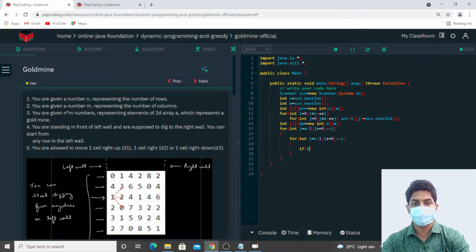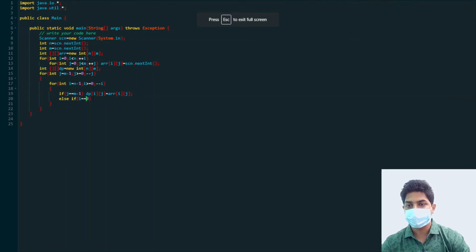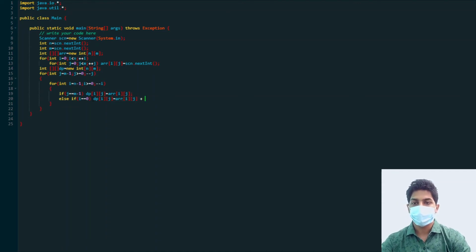What we have to check is that if we are in the last column, that is the first page, then our dp of i comma j is the same as the gold present in that cell, that is array of i comma j. Else we have to make sure if we are in the first row, then our answer will come only from the horizontal and downward direction, that is dp of i plus 1, j plus 1.